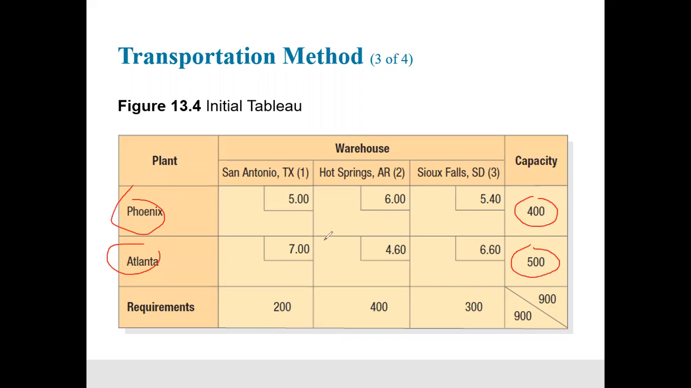Okay, now they need to ship product to San Antonio, Texas, to Hot Springs, Arkansas, and to Sioux Falls, South Dakota. And we're told exactly how much it costs to ship. So shipping from Phoenix to San Antonio is going to cost us $5. Shipping from Phoenix to Hot Springs is going to cost us $6 per load, if that's the case. And then shipping from Phoenix to Sioux Falls, South Dakota would cost us $5.40. Okay, and the same would apply to Atlanta. The cost to ship from Atlanta to San Antonio is $7. Atlanta to Hot Springs would be $4.60, and Atlanta to Sioux Falls would be $6.60.